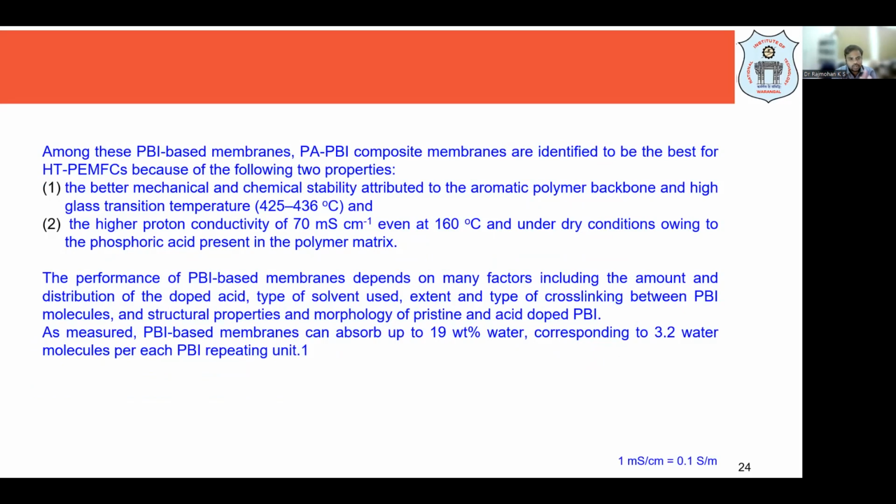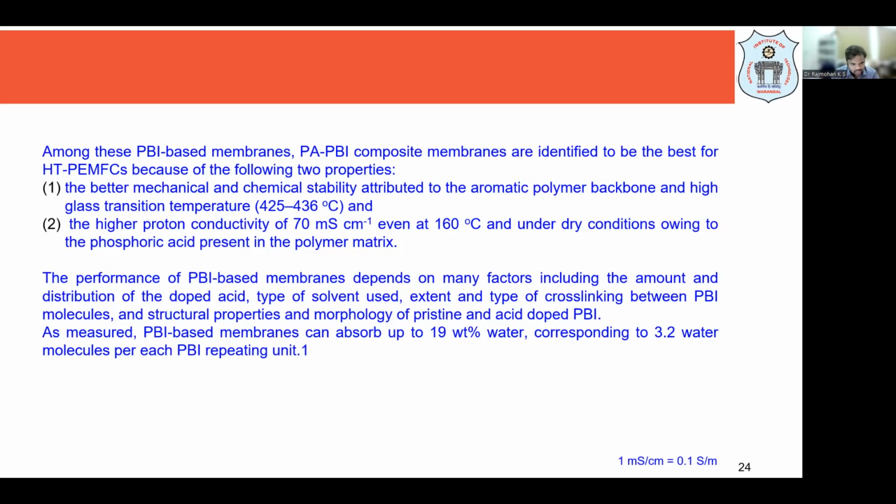So among all these membranes available, PBI, that is phosphoric acid doped PBI composite membranes, are identified to be the best for high temperature application for two reasons. Number one, they provide better mechanical and chemical stability because of the aromatic polymer backbone and the high glass transition temperature, which is around 425 to 436 degrees Celsius, whereas for Nafion it is around 120 to 130, right? So that is the major difference.